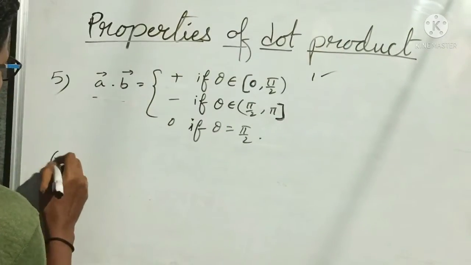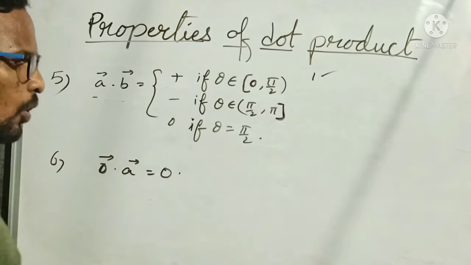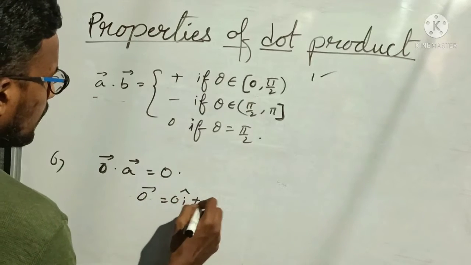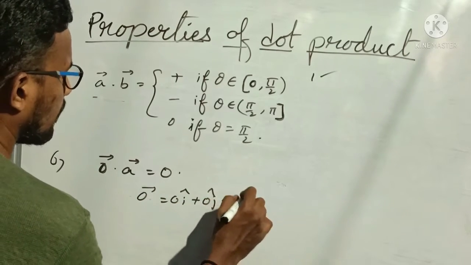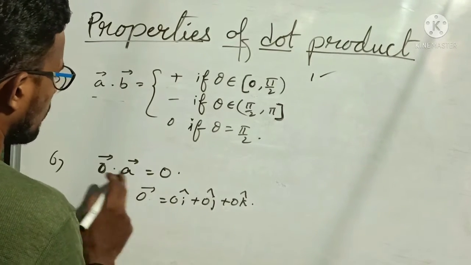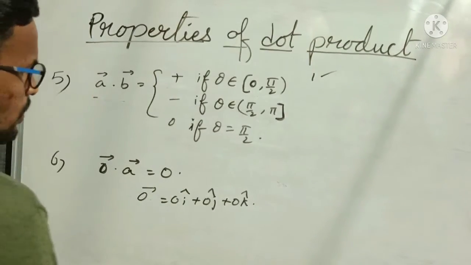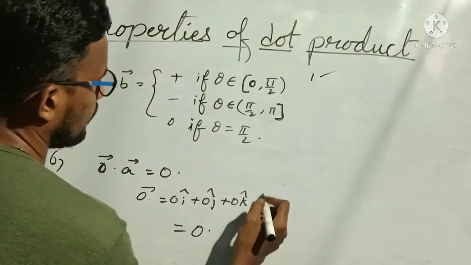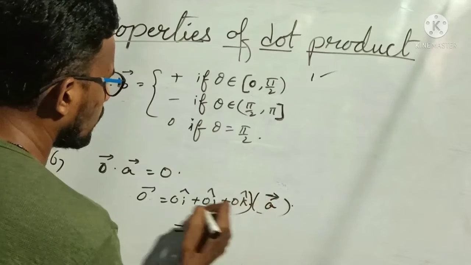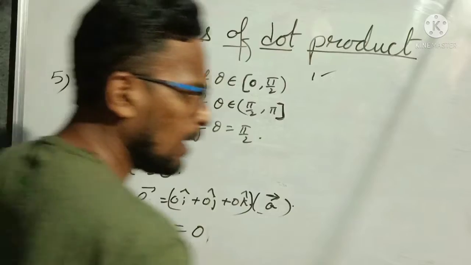Next, sixth property, 0 vector dot a bar is always 0. Okay, 0 vector in the sense 0 i cap plus 0 j cap plus 0 k cap. Anything, anyhow, if you are multiplying, 0 into anything is 0, 0 plus 0 plus 0 is 0 always, right? So dot product of 0 vector and any vector is always 0. Understood? This is our sixth property.